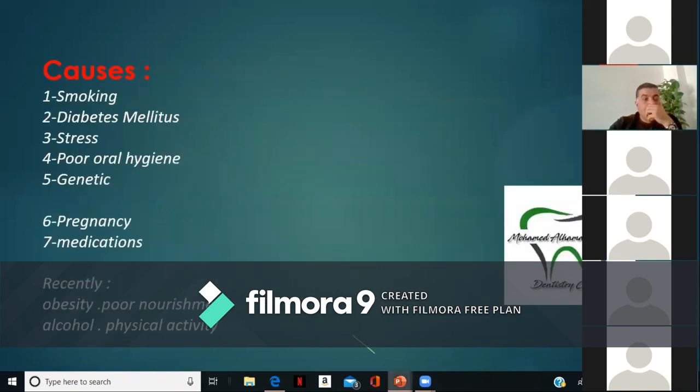Now, causes. Very important. Smoking, diabetes, stress, poor oral hygiene, genetics. Always remember this: five causes. This is my hand. Always remember, because this helps to remember, especially in the exam. Five main causes for periodontal disease. Now, another possible contributing factor is pregnancy and medication. I will go into details of each one. Recently, a study shows that obesity, malnourishment, alcohol, restricted physical activity, and people with any chronic conditions are considered more prone to have periodontitis or gum disease.